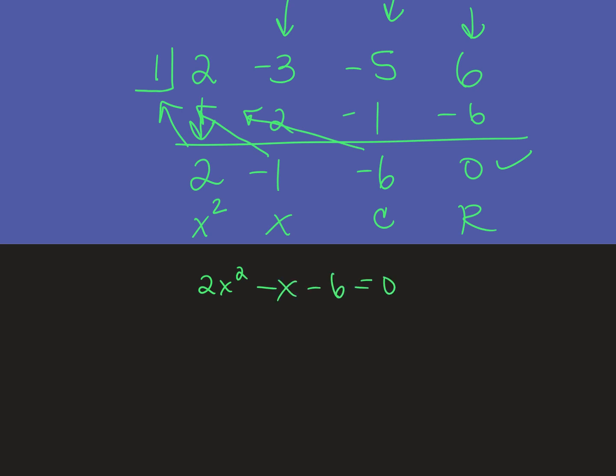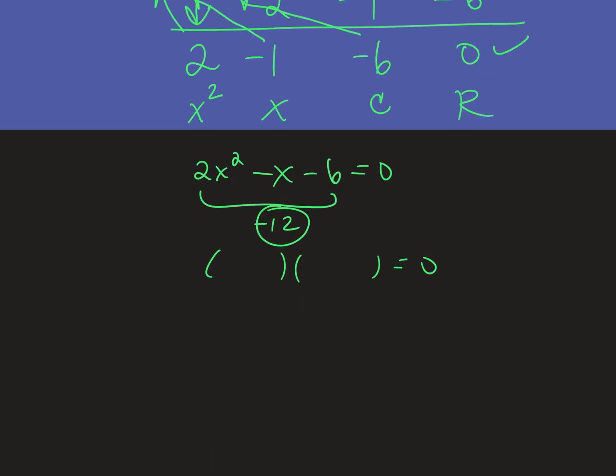I now have a quadratic. This is easier for us to work with because we know how to solve quadratics. There's 2 things we can do. You can either try and factor it. If that works, we get really excited. If it doesn't work, we have to use what? Quadratic formula. So let's go ahead. 2 times negative 6 is negative 12. Factors of negative 12 that multiply to give me negative 12, but add to give me negative 1.